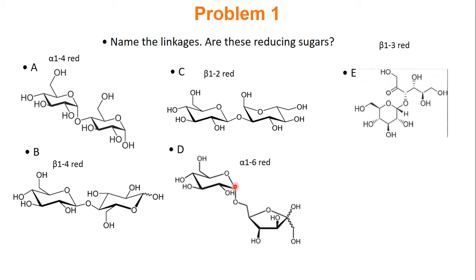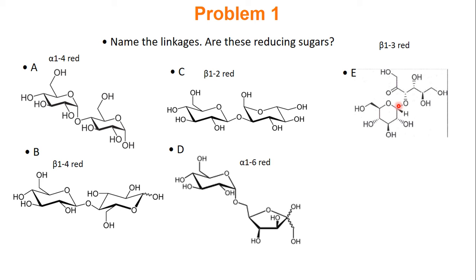D, again, the anomeric carbon is part of it, so that's 1. The oxygen's pointing down, CH2OH pointing up, they're in opposite directions, so that's alpha 1. Let's look at the other sugar. For a 5-membered ring, you want to start with the carbon that is connected to the anomeric carbon. So this carbon is carbon 1 now, and we count 1, 2, 3, 4, 5, 6. So we're bound to the 6th carbon. So it's alpha 1,6, reducing.